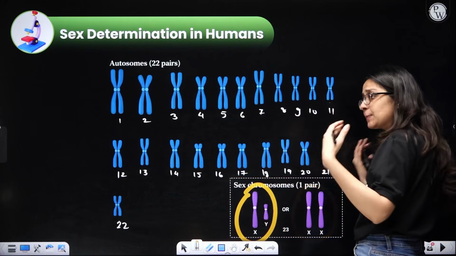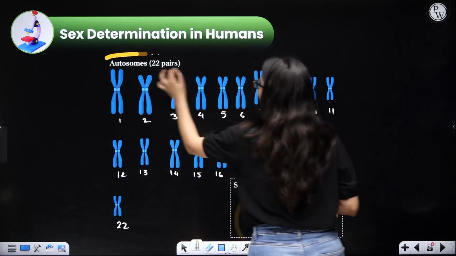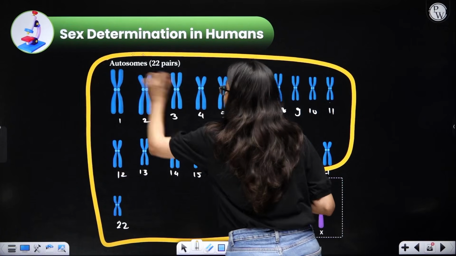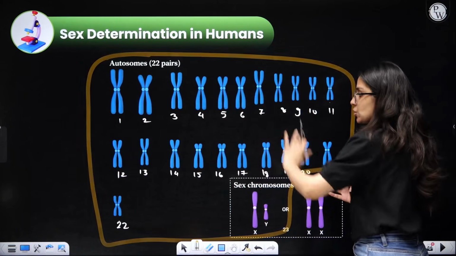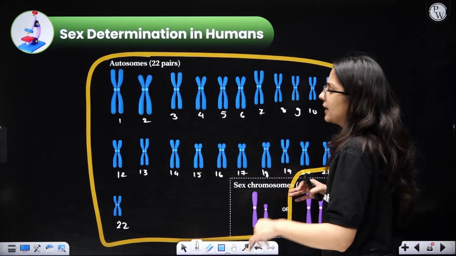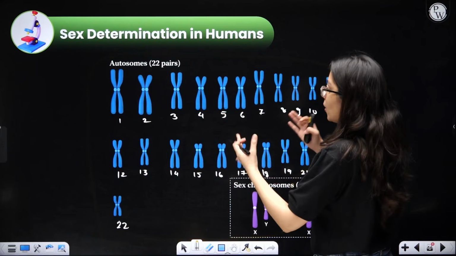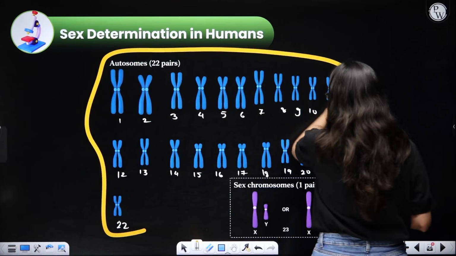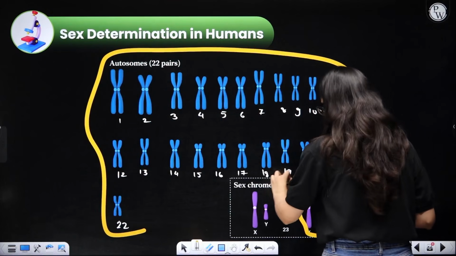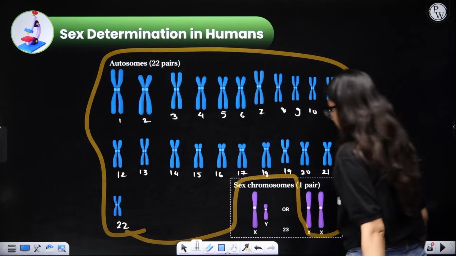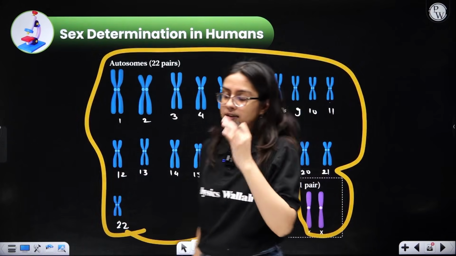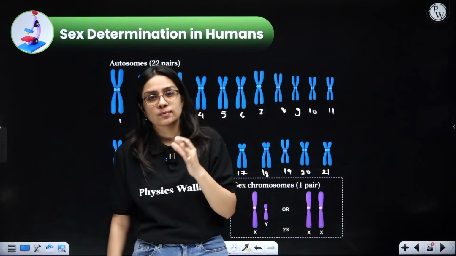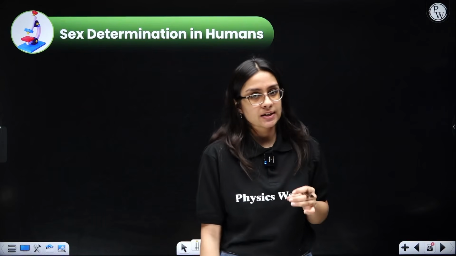So let us say the person is a male. So a male, beta, will have all these 22 pairs, including this XY. This will be the composition of a male. Correct? If it is a female, she is supposed to obviously have all these 22 pairs of chromosomes, including this particular XX. So this will be the condition of a female, which will have XX in her genetic combination. This is how the sex chromosomes are differentiated in males as well as in females.